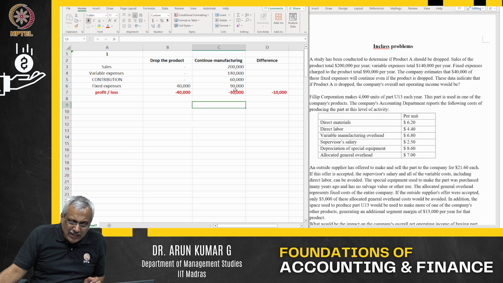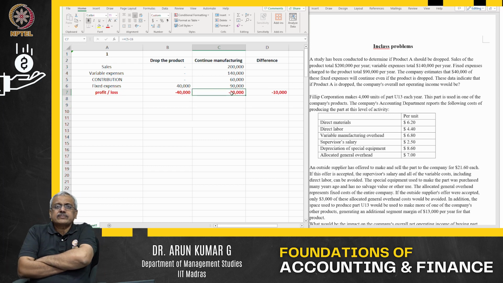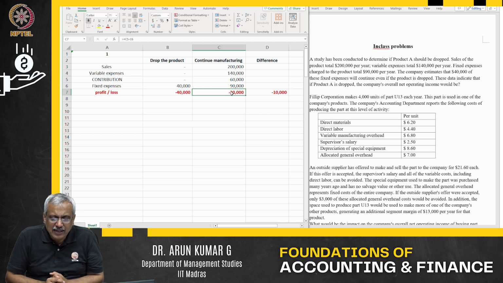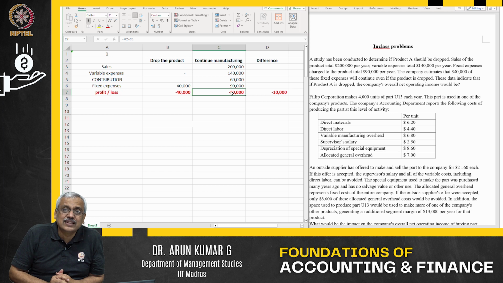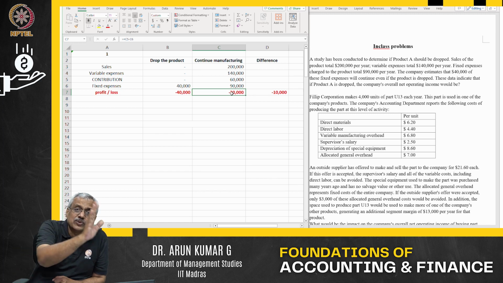Because by manufacturing the product out there, I incur a loss, I don't deny that. But my loss is reduced by about 10,000 rupees in this particular case, whereas my loss increases by 10,000 if I do not manufacture, because fixed cost is irrelevant. I am going to continue to incur about 40,000 rupees of fixed cost irrespective of whether I manufacture or I do not manufacture.